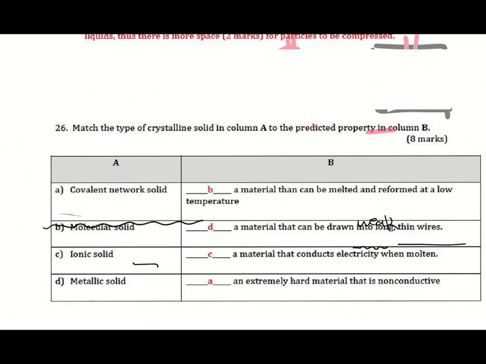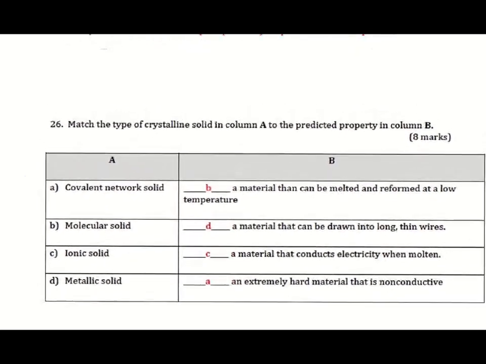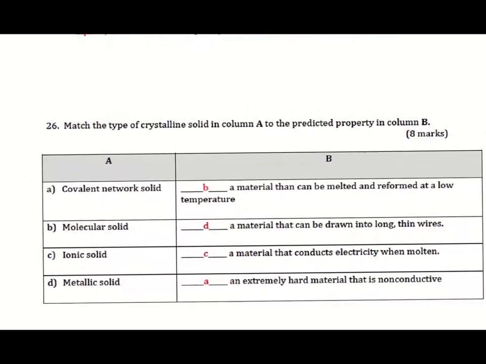This question is a matching question. You are asked here to match the type of bond with the corresponding description. Covalent network solids means the big molecules, covalent molecules like graphite and diamond. What is the best description for them?